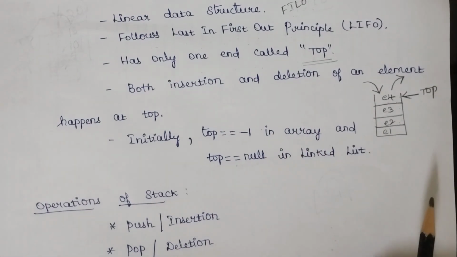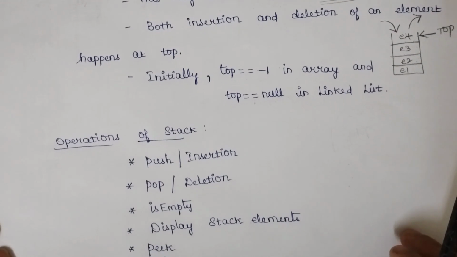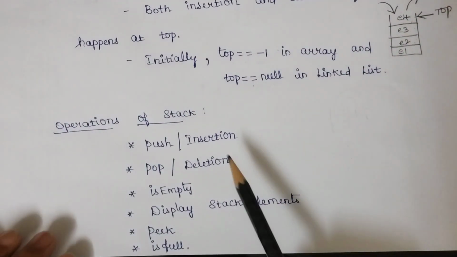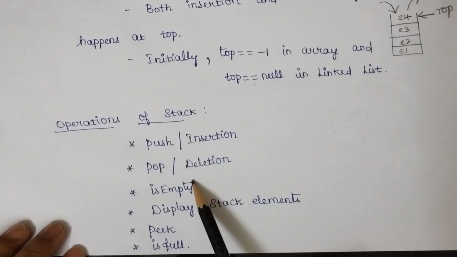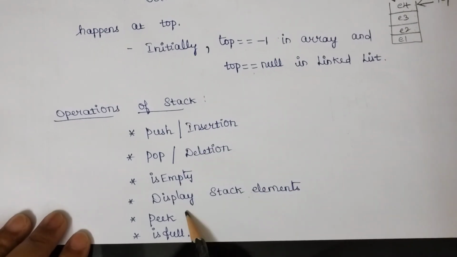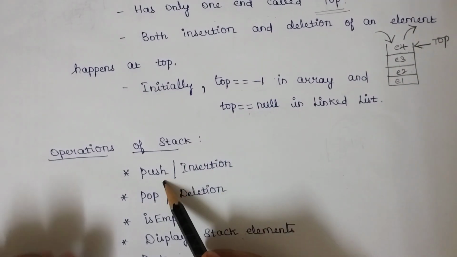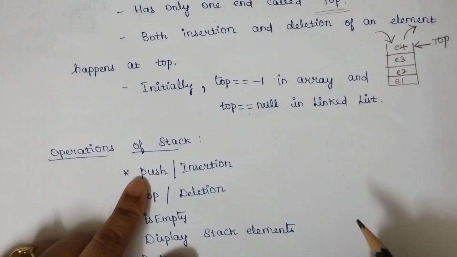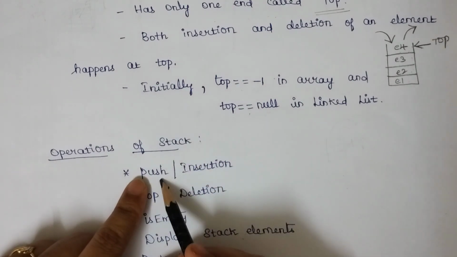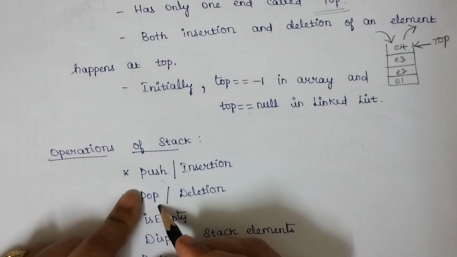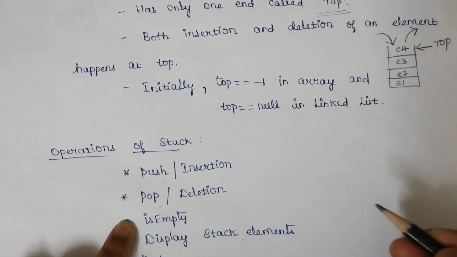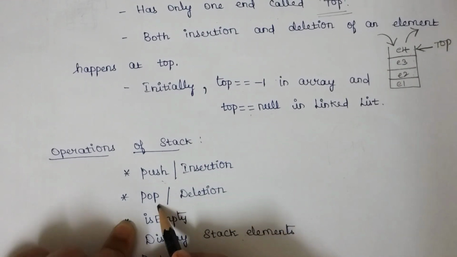Before that, first we should know what the operations of stack are. These are the basic operations that we can perform on stack: push, pop, isEmpty, displaying the stack elements, peek and isFull. Coming to the push operation, push is generally the insertion operation. When we insert any element into the stack, that is called a push. Next is the pop operation, which is the deletion operation. When we try to remove any element from the stack, we call it a pop operation.